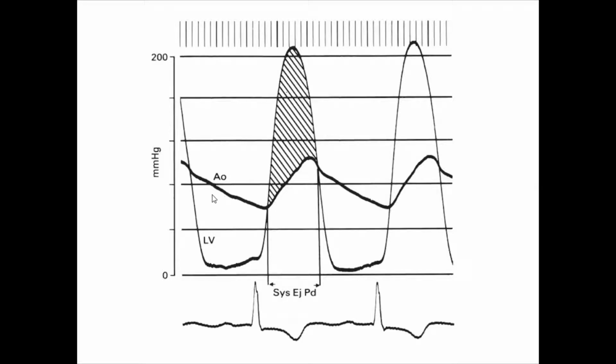What about the aorta? What is the aortic pressure here? Each line is around 40. So 40, 80, 120, 160, 200. So here is 80, here is 120. Systolic aortic pressure is around 100, and the diastolic aortic pressure is around 60.